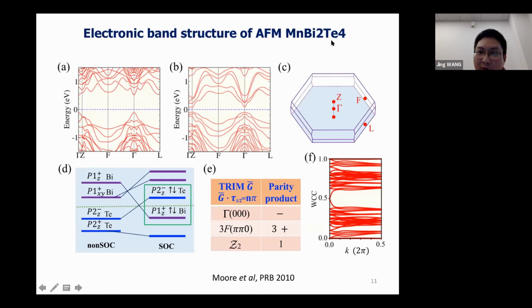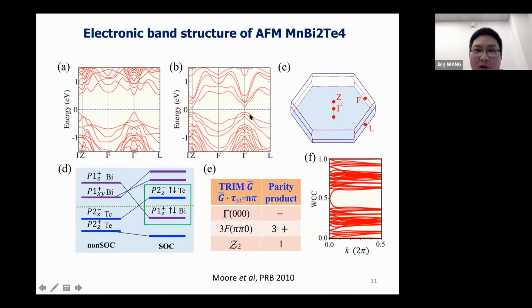So you can see that we have a band structure calculation. That's the band structure without SOC. But when you apply SOC, you will see a band inversion around the gamma point. So this is the basis of the band inversion for topological insulators.